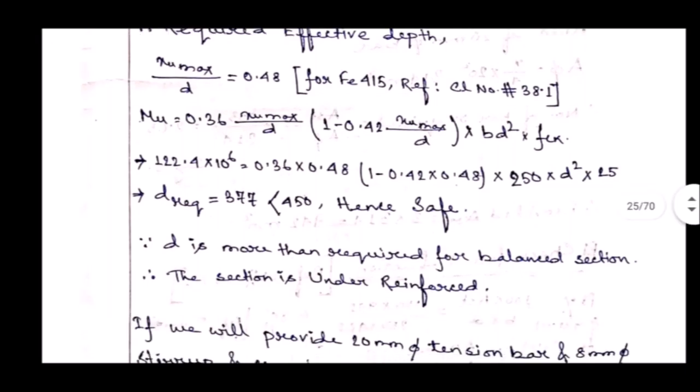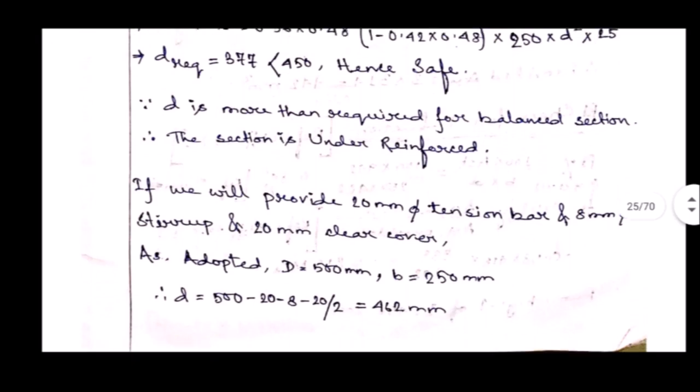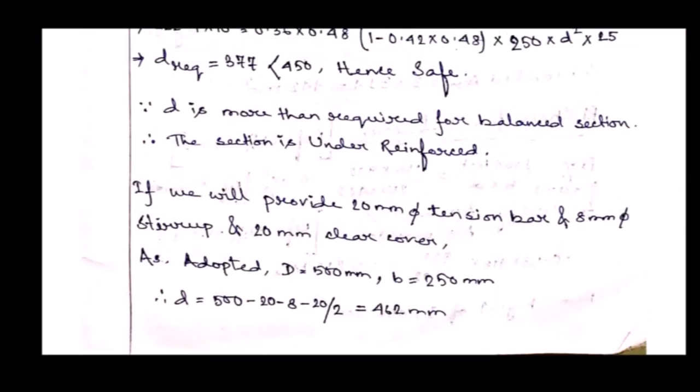Now we have to design. If we provide 20 mm dia tension bar, 8 mm dia stirrup and 20 mm clear cover, this we will provide. And we adopt capital D, that is the overall depth, as 500 mm and width as 250 mm. So now the actual effective depth is equal to the overall depth, that is 500, minus 20, that is clear cover, minus 8, that is stirrup, minus 20 by 2, that is the center of the cross-sectional area of the reinforcement bar. So that is equal to 462 mm.